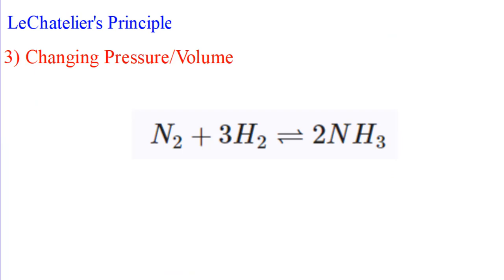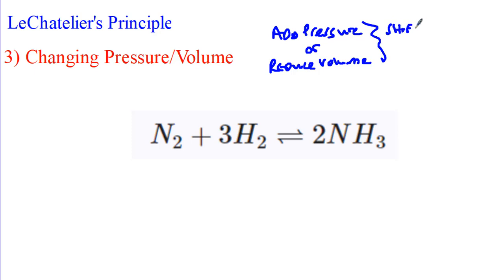And we go to the last one, which is changing pressure or volume. Okay, so the key with changing pressure or volume is if I add pressure or reduce volume. Remember, that's the same thing. Reduce volume of a gas. That's Boyle's law right there. If I add pressure or reduce the volume of the gas, it's always going to shift to the least number of moles of gas.